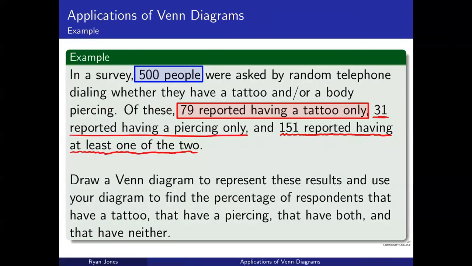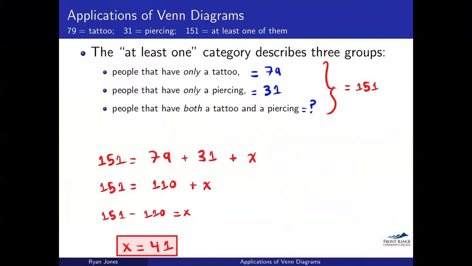And if we go back to the question, this should make sense. We've said that 151 have at least one of the two. Well, we've counted 110 people here with the 79 and the 31. So there's 41 left over that must have both of them. Because if they don't have only a tattoo or only a piercing, but they have at least one, you know that it has to be the group that has both. So we've got that right there.